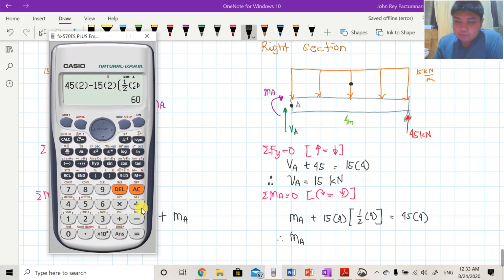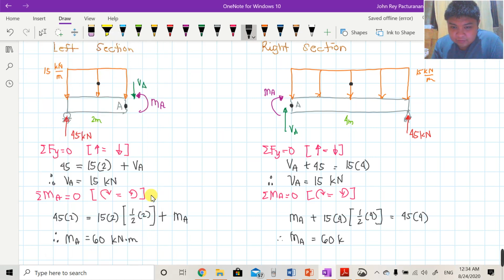So, that is simple subtraction lang naman to, class. 45 times 4 minus 1/2, 15 times 4, and times 1/2 times 4. So, ayun. Minus 15 times 4, then 1/2 times 4. So, ang sagot natin ay still 60 kilonewton meters. So, parehas na parehas yan, class, no? VA, both of them have the same magnitude, no? At the same time, okay. Yung moment A natin have the same magnitude of 60 kilonewton.